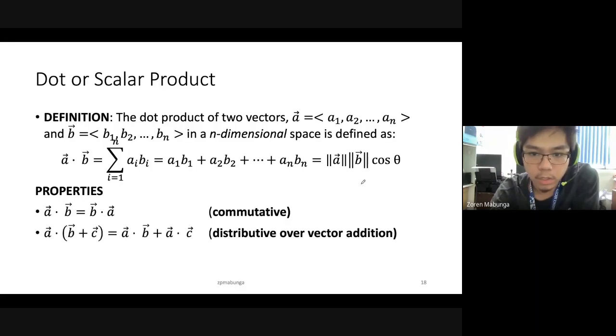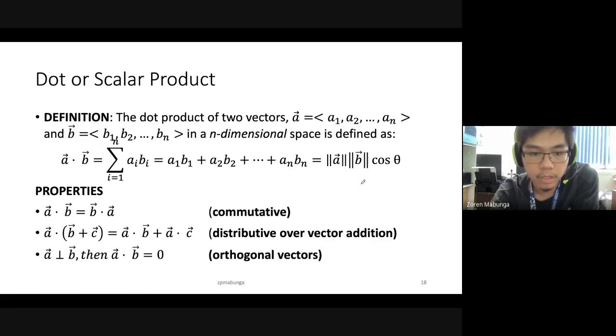Another one is the distributive over vector addition. So if meron tayong vector A, na nasa labas ng parenthesis sa addition ni vector B and C, pwede mo i-distribute yun. Okay, so dot product, instead na i-add mo muna si vector B and C, pwede mong gawin, i-distribute mo si A, pati yung dot product operation.